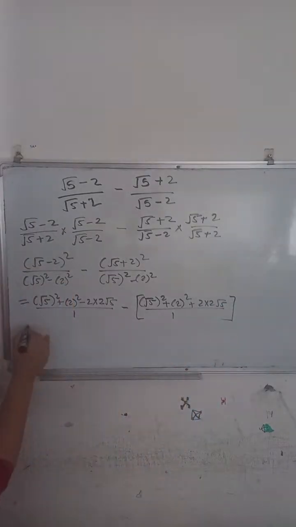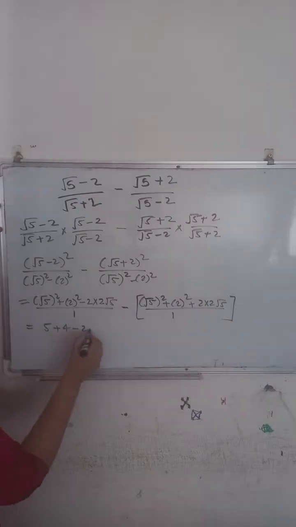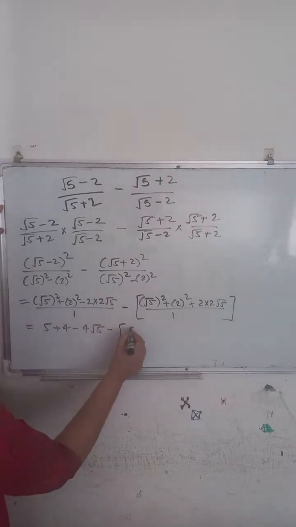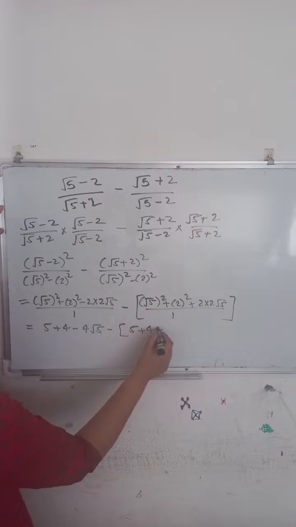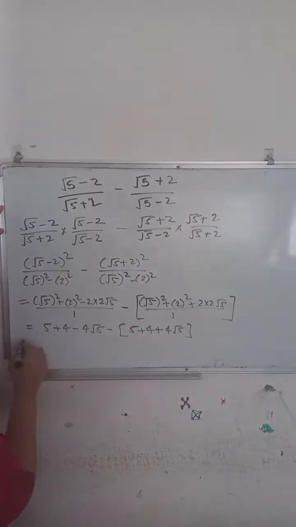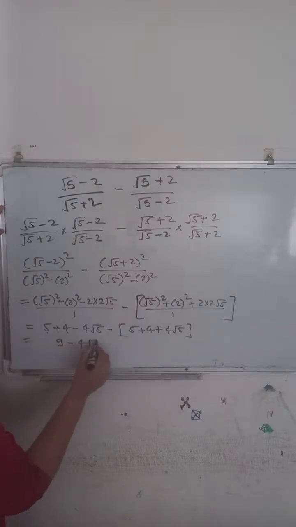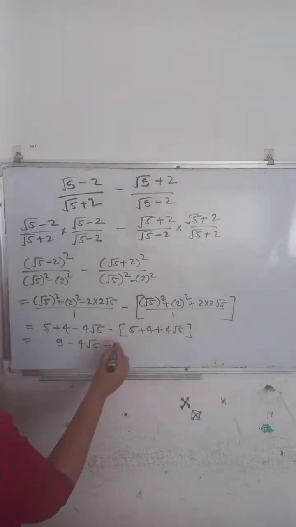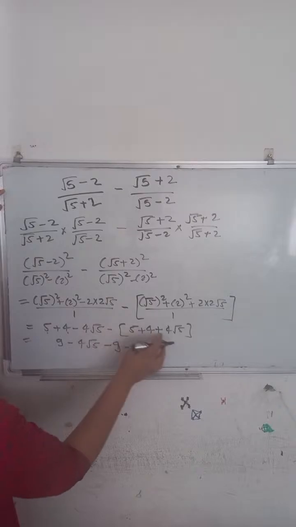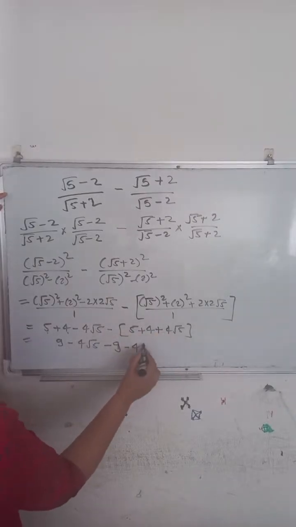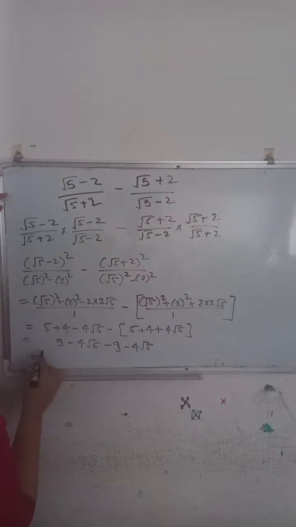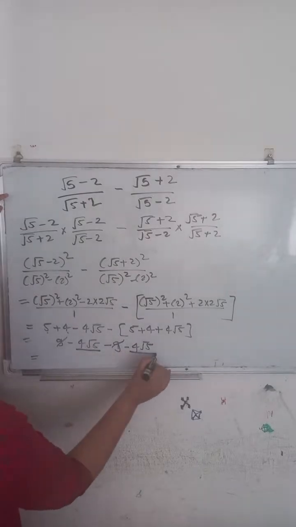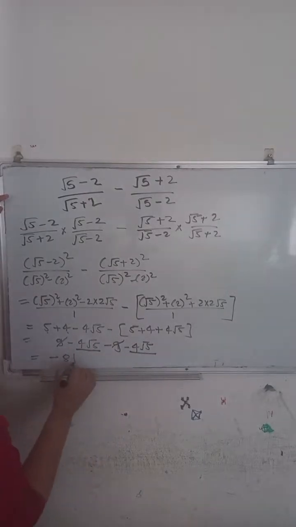Okay, so now here I simplify 5 plus 4 minus 2 into 2, 4 root 5 minus, inside the bracket 5 plus 4 plus 4 root 5. Okay, so 5 plus 4 is 9 minus 4 root 5 minus, I will multiply this minus and inside the bracket. Again 5 plus 4 is 9, that is minus 9, and plus minus 4 root 5 is minus 4 root 5. Okay, so here plus 9 minus 9 get cancelled. Minus 4 root 5 and minus 4 root 5 is nothing but minus 8 root 5.